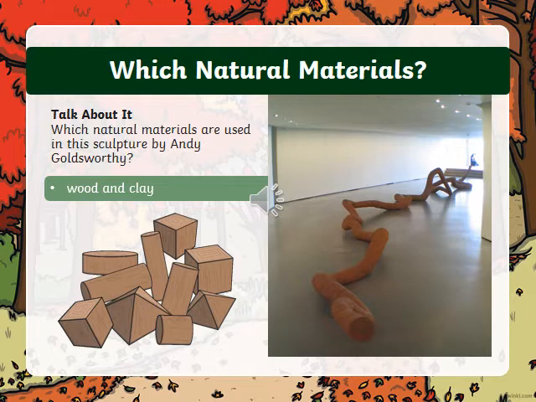Again, another natural material. What do you think it might be? It's quite tricky to tell from the photo, isn't it? Tell your adult what you think. Okay. It's actually wood and clay that he's used, but it does look just like wood, but it's wood and clay mixed together.